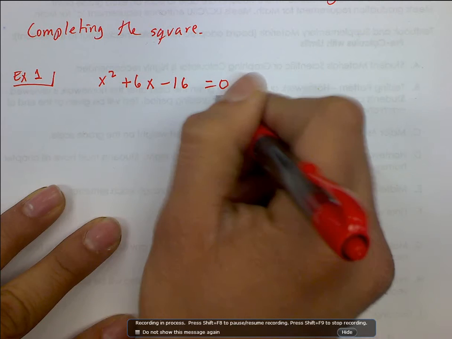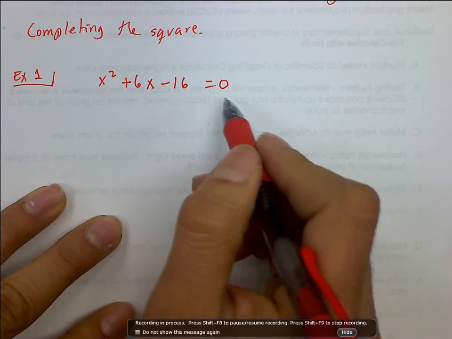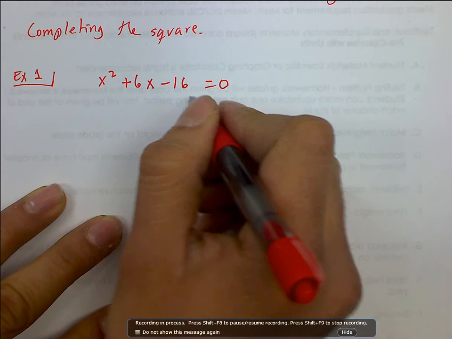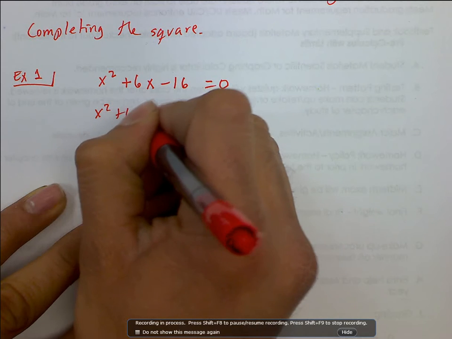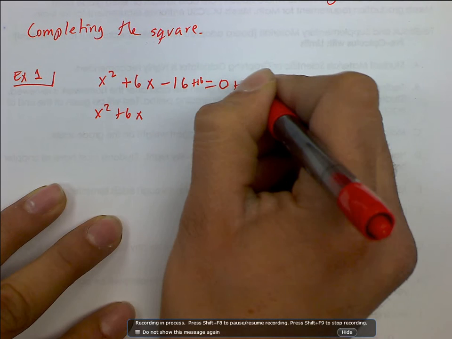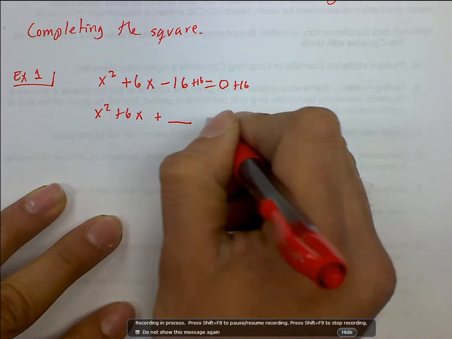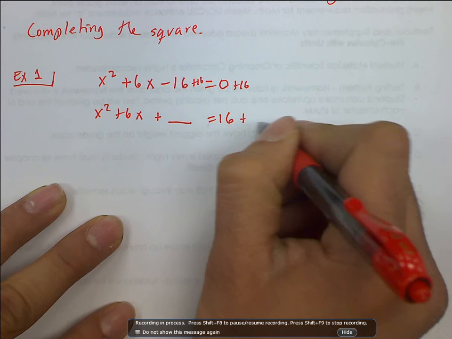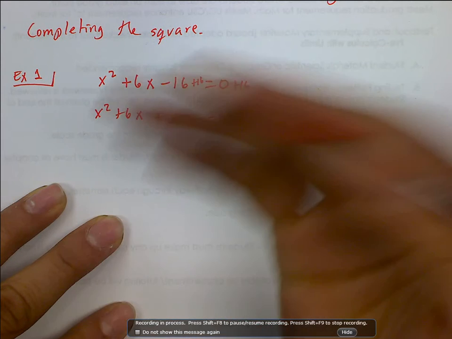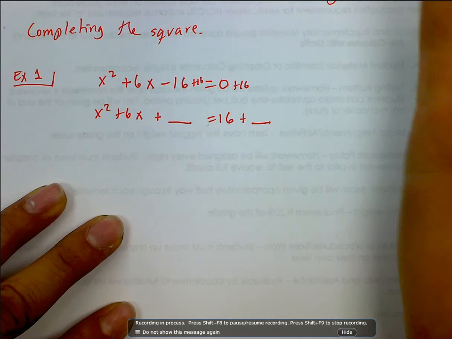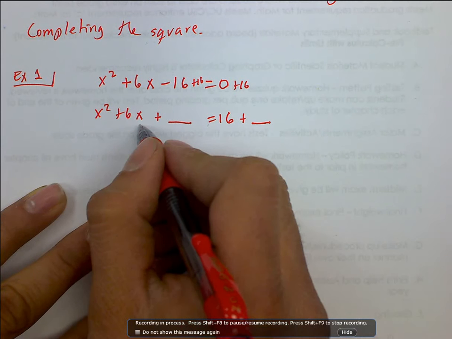So our goal is to complete the square, and the way we're going to do this is by adding 16. So we're going to do x squared plus 6x, plus something here, equal to 16, plus something on this side. Now this something comes out from completing the square, and it's not a random something. It's something that you add to make it a perfect square.